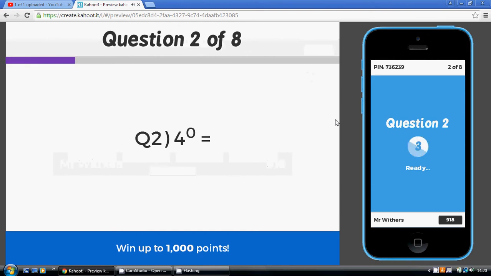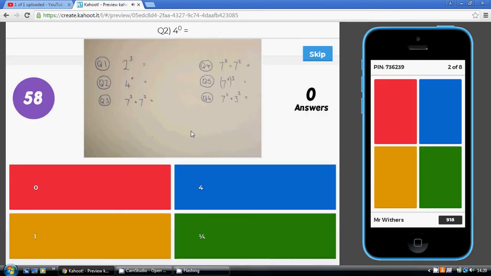Question 2, what is 4 to the power of 0? Well, you just need to learn that anything to the power of 0 is 1. So be really careful there. It's so easy to assume the answer must be 0, and if it's not 0 then it must be 4, but it isn't. Anything to the power of 0 is always 1. Learn it.